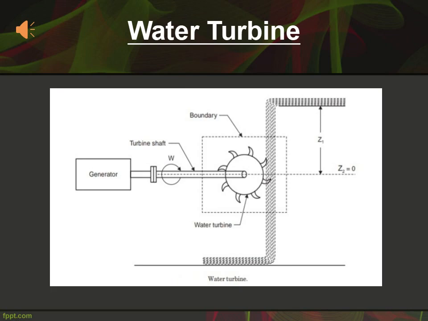The following image on the screen gives us a schematic diagram of water turbine. The dotted lines enclosing a box represent the boundary. For us in this case, inside the boundary is the system comprising of the water turbine, outside which there is the surrounding comprising of the turbine shaft, the generator on the left. Z1 represents the height from the datum and Z2 is equal to 0 since it lies on the datum.